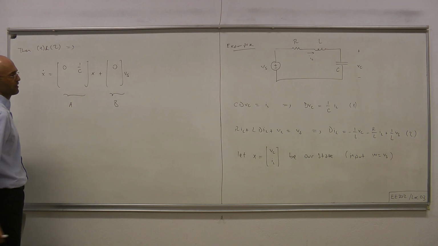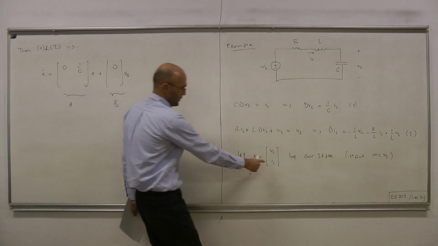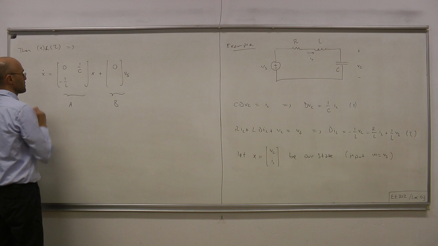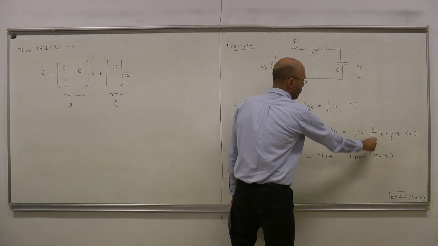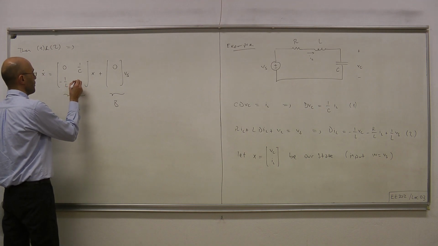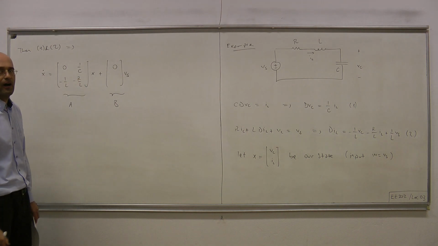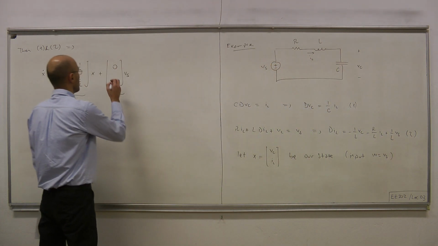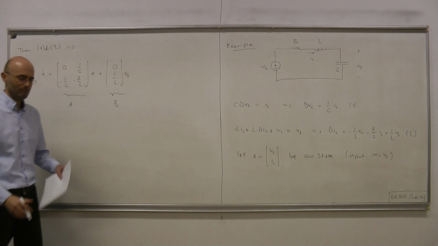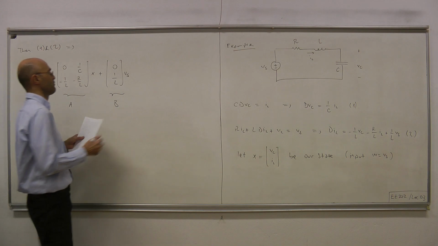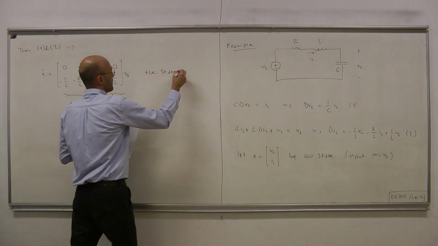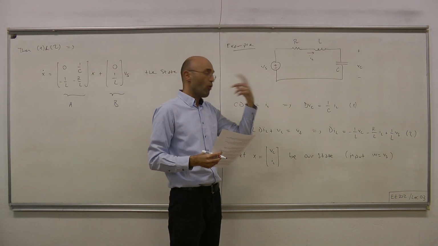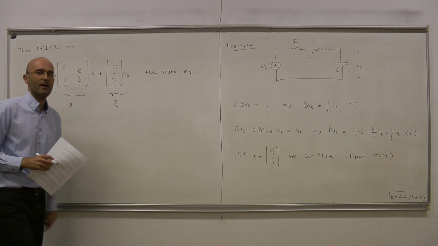How about the second row? We look at the second equation. IL dot equals minus 1 over L VC. So that's that entry. Minus R over L IL. So it goes here, minus R over L IL. And how about Vs? Plus 1 over L Vs. Therefore here we have 1 over L. So this is therefore the state equation for this circuit, or for this system, for the choice of state VC, IL.